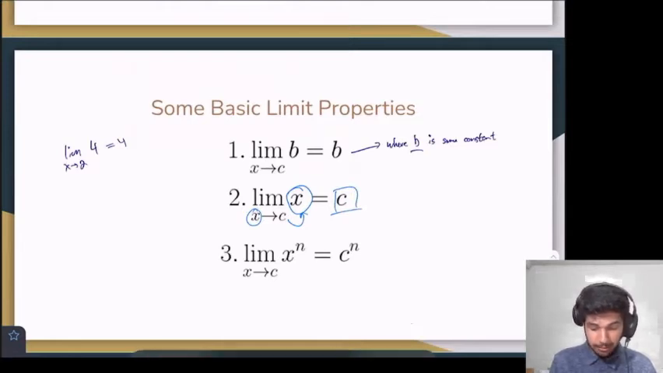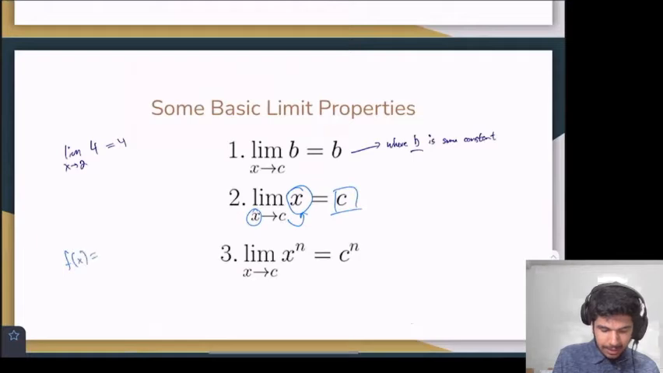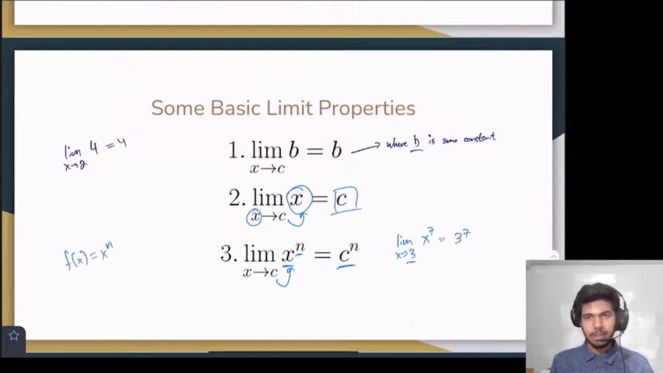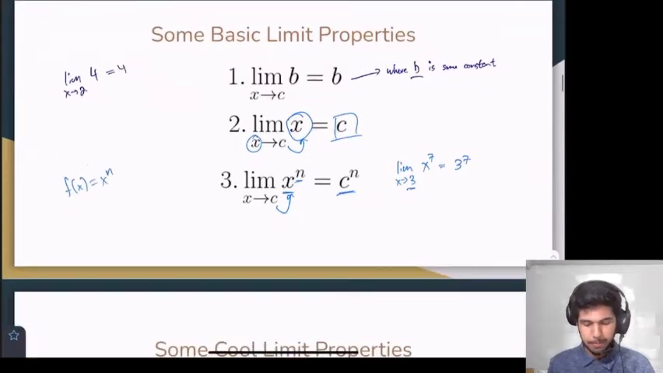Another thing here is if we have f of x equals x to the n for just some n, it could be 1, 2, 3, whatever, we can just plug the c in to get c to the n. So let's just see a quick example. The limit as x approaches, let's say, 3 of x to the 7th, well, it's in this form, right? We have n equals 7, and we have c equals 3, so this equals 3 to the 7. So that's a good property for limits. So these are really important to know. They'll come in super handy.